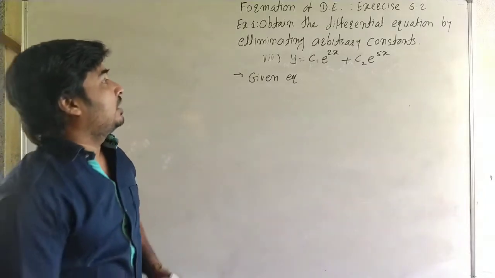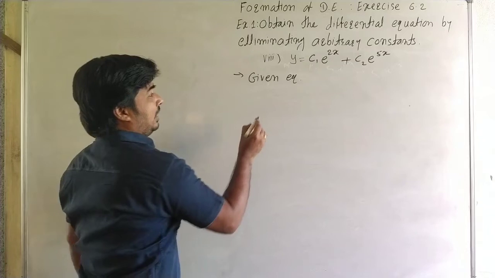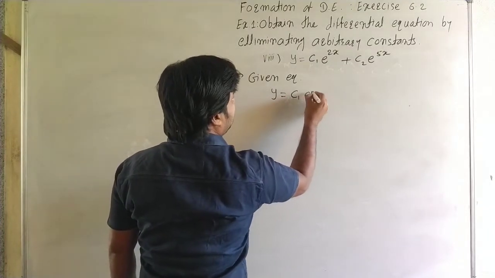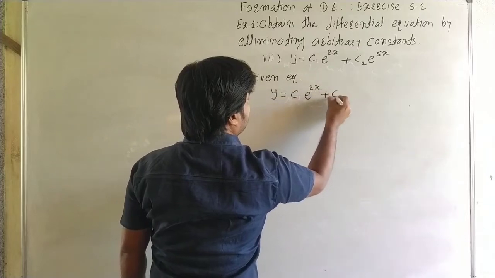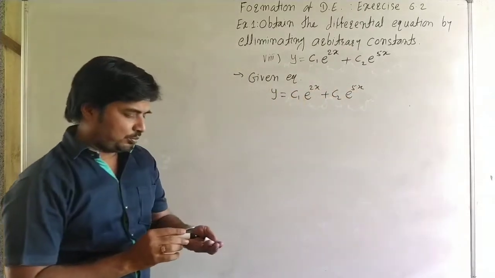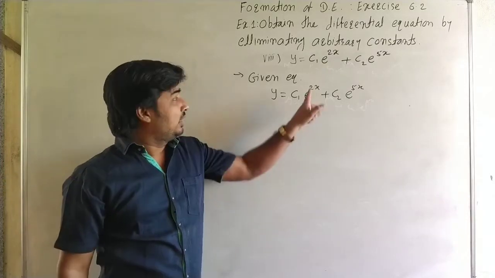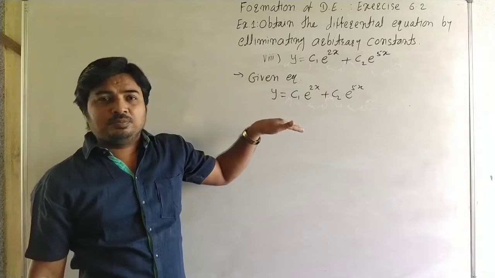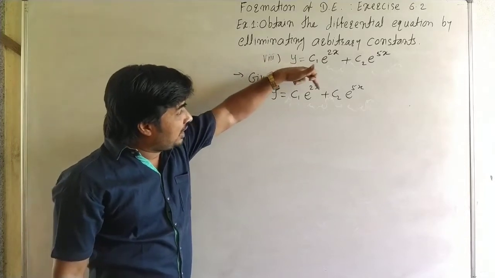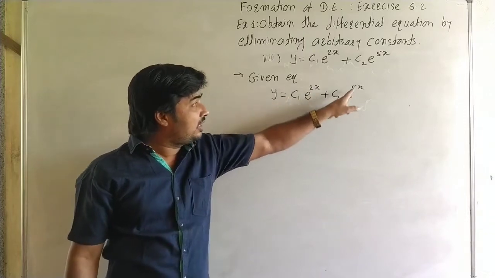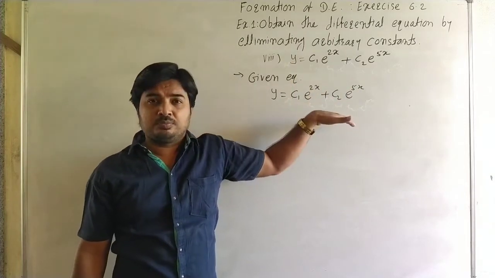But in the last lecture's example, c1 e raised to 5x and plus c2 e raised to 5x, the powers are the same, but one is positive and one is negative. Here it is 5x and here it is minus 5x. So in this, c1 and c2 are the two arbitrary constants, and here e to the power 2x and here e to the power 5x.